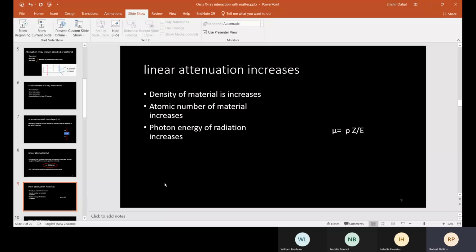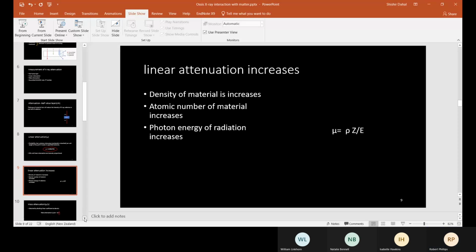But before that, just look at this equation. Linear attenuation is directly proportional to the density of the matter, the atomic number of the matter, and inversely proportional to the energy of the X-ray photon. So what does it mean? If the photon energy is increased, the attenuation will be decreased because it's more penetrating. It won't scatter or absorb. That's the basic concept. Okay.